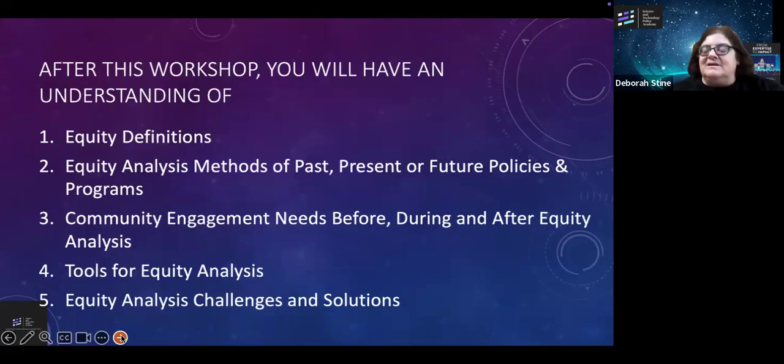A key element of equity analysis, which is even more important today, again, than it was, say, a decade ago, is community engagement. And this is something that's important to do throughout your process. I'm going to talk about some of the tools that we have available for equity analysis, and also some of the challenges and possible solutions when you face equity analysis, which can be a challenging space.